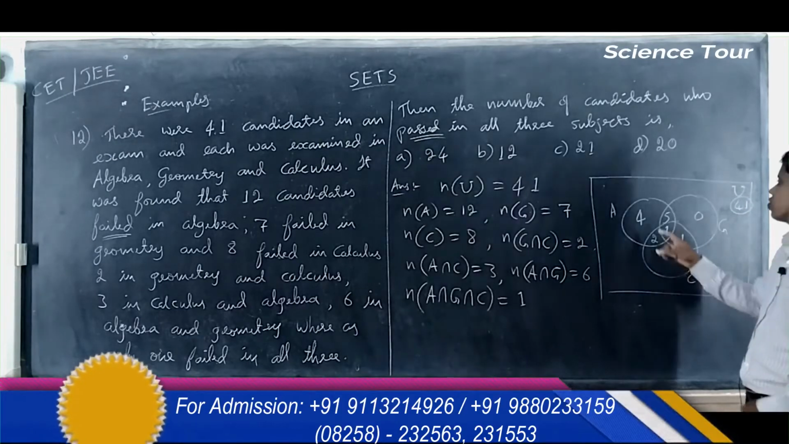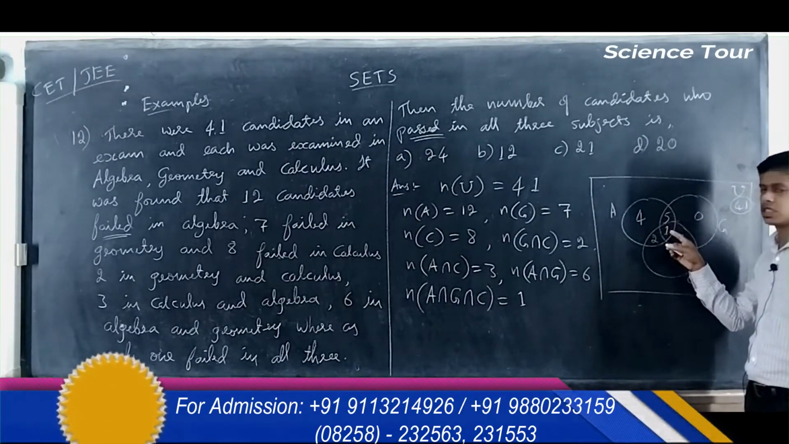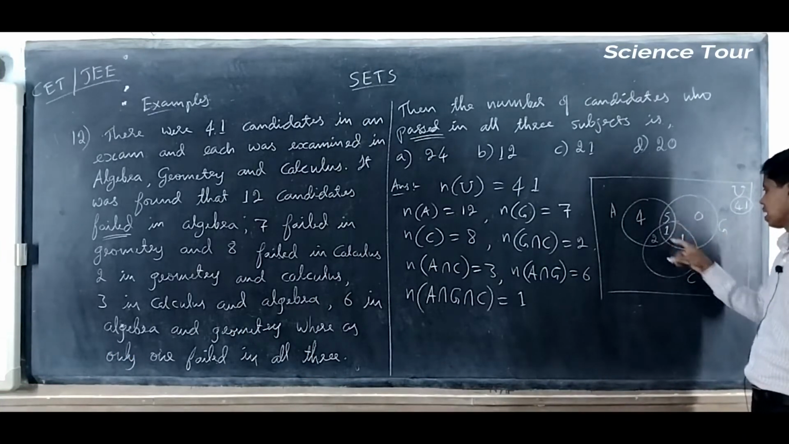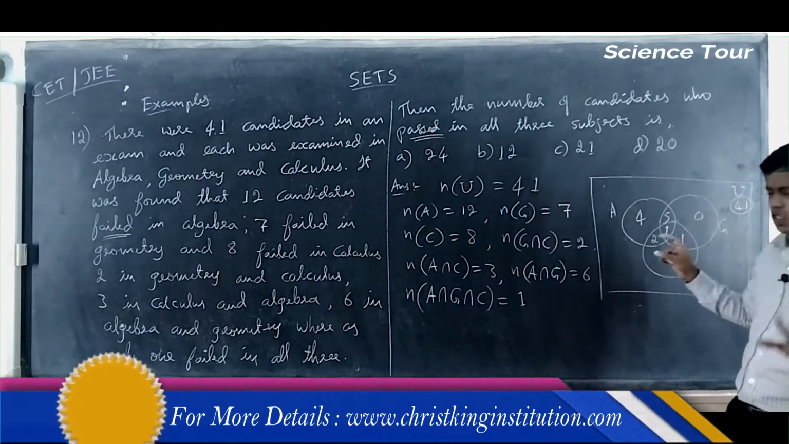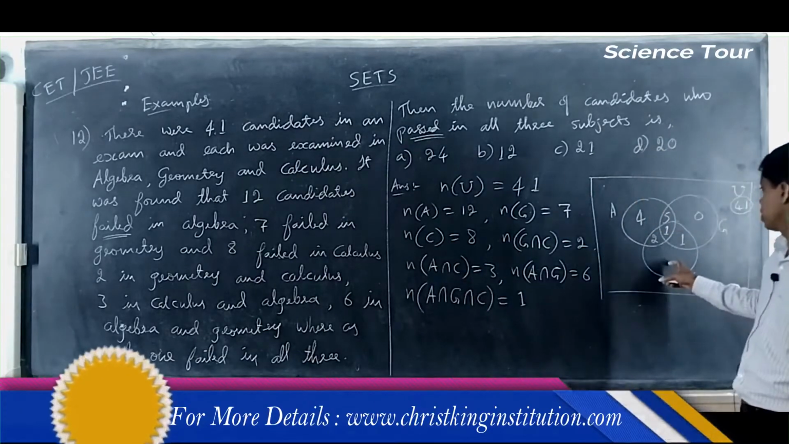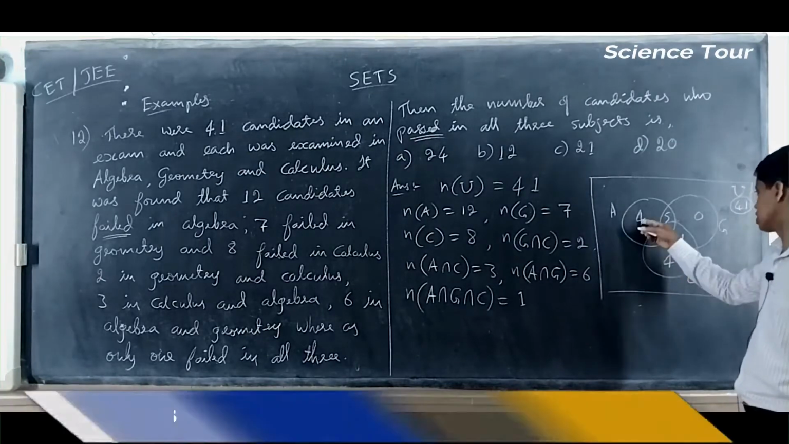There are students who failed in algebra and geometry, 5 plus 1. There are students who failed in geometry and calculus. 1 student failed in all the 3, but no one failed in only geometry. Next, continue. n of C is 8. From 8 you have to subtract 4, so once again this is 4.